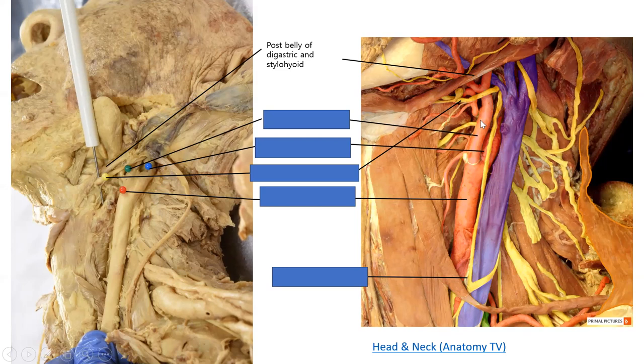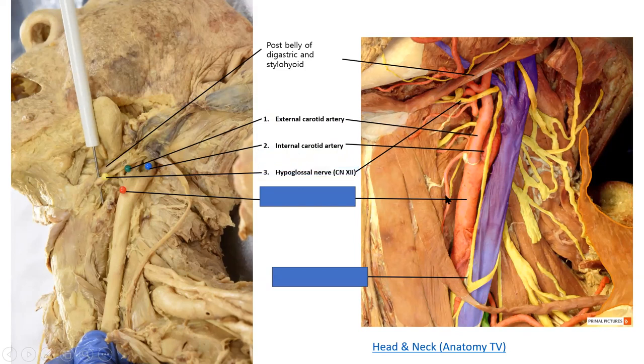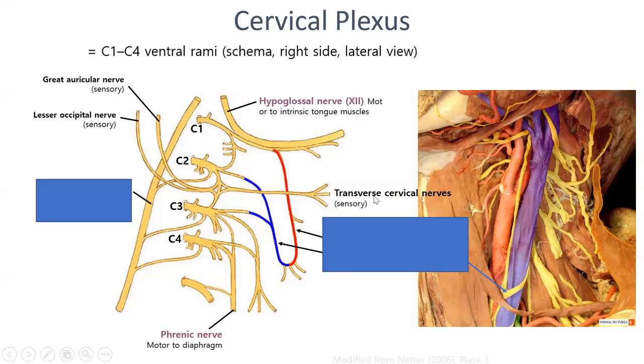All right, next one. What do we have here? External carotid. Okay, next one. Internal carotid. Then what is this nerve that comes out here? Hypoglossal. Common carotid, we know that. And what is this one? Ansa cervicalis. I like anatomy TV on this one. Yeah, that picture on the left is kind of hard.